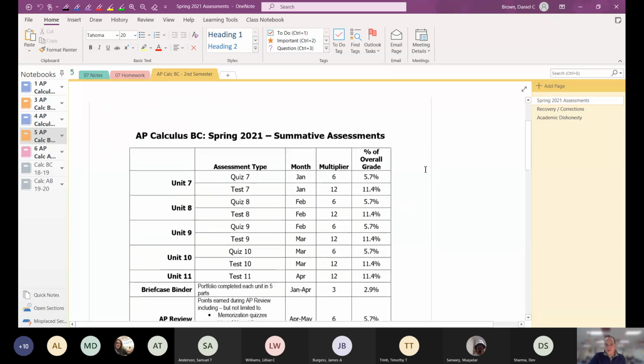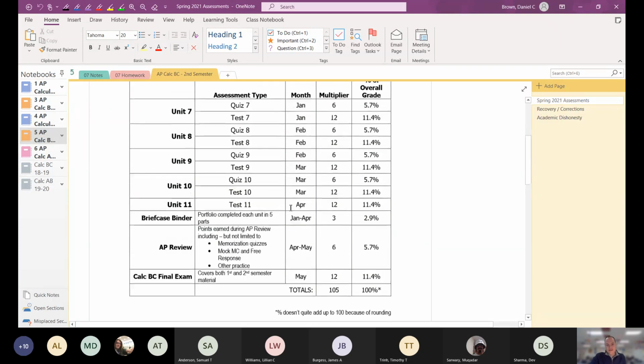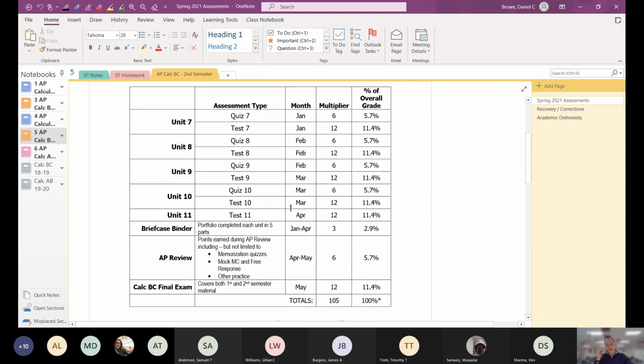In there, I put one that has all the assessments I plan on giving this semester. I also have already uploaded all of these into Infinite Campus so you can see them. Some changes, not really too many. I am counting the briefcase binder as a summative assessment, basically half a quiz grade. Basically each unit will be 20 points of the 100, so that should be an easy grade in there. And I'll also have an AP review summative that will include multiple assignments wrapped up into one.